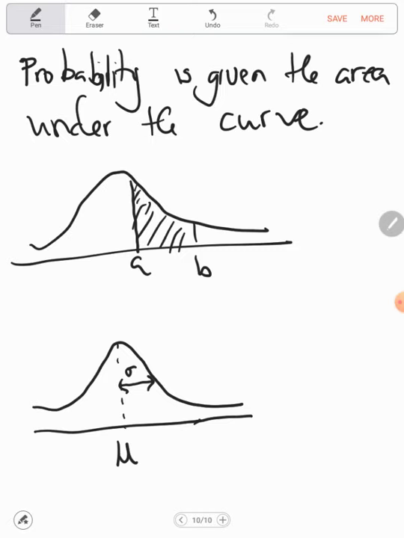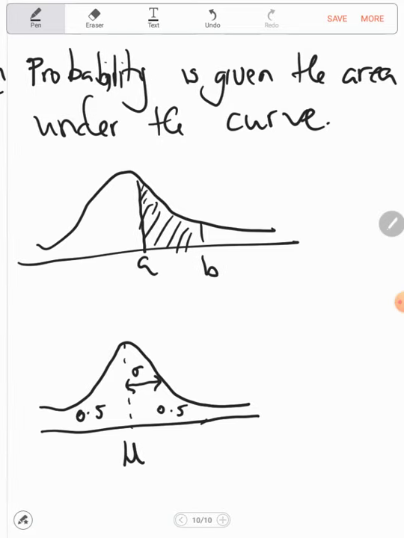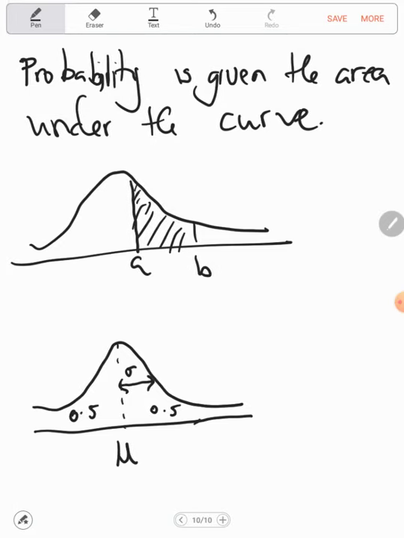So we said it is symmetrical. So what is on the left of the mu, the probability is equal to what is on the right of mu. Remember, the total probability is given by 1. So that means the area this side is 0.5 and the area on the other side is 0.5. Okay, so those are just some of the characteristics of the normal distribution.